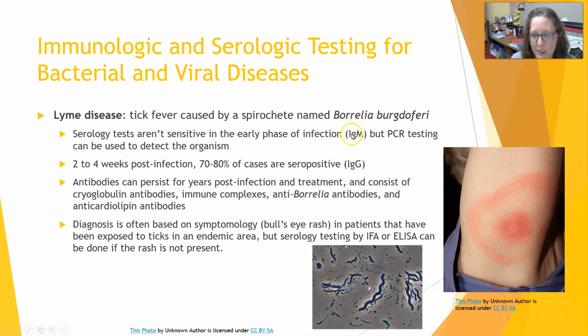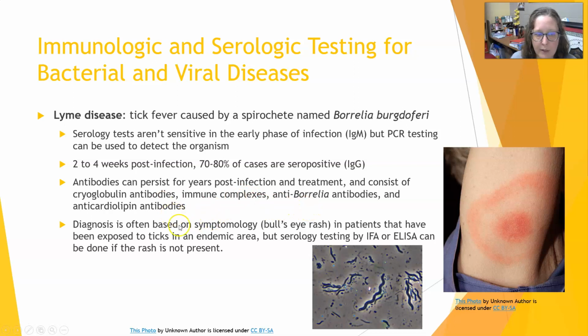The serology test is not very sensitive in the early phase of infection. It's harder to detect the IgM to the spirochete, but in 2 to 4 weeks post the initial infection, 70 to 80% of the cases are going to be seropositive for IgG against Borrelia burgdorferi. The antibodies can persist for years post-infection and treatment and will consist of cryoglobulin antibodies, immune complexes, anti-Borrelia antibodies, and anticardiolipin antibodies. And there's a lot of people who have had Lyme disease that have symptoms that linger for years and years and years that can eventually have autoimmune issues, and so there's some tie into these anticardiolipin antibodies and other immune complexes and stuff.